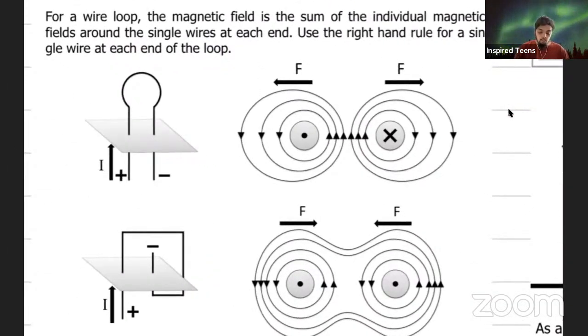For a wire loop, the magnetic field is the sum of the individual magnetic fields around a single wire at each end. Use the right-hand rule for a single wire at each end of the loop.